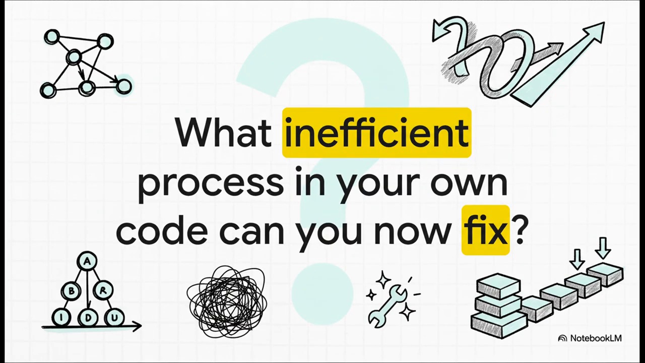And that's really what it's all about. The goal isn't just to memorize algorithms, it's to start seeing the world and the code you write through this new lens of efficiency. So I'll leave you with this question. Take a look at your own projects, your own code. Now that you know these patterns, what slow, clunky process can you make better? What can you fix?